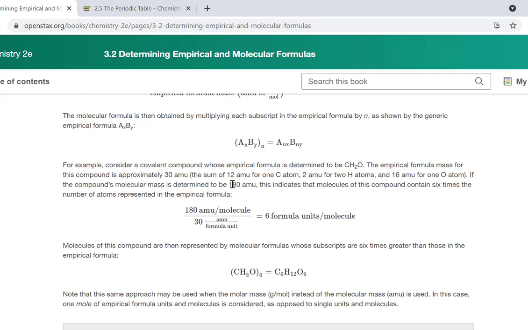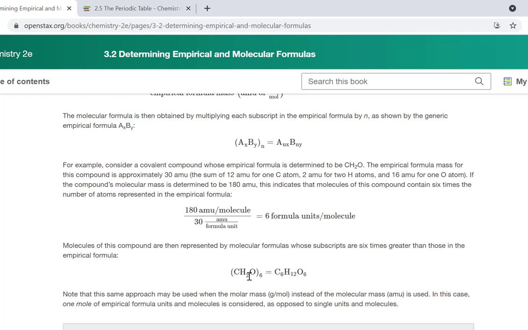We're also provided that its molecular mass was 180. So this was found with one experiment. This was found with another experiment. So what we do is we take 180 divided by 30, and we get 6. So what that means is whatever the empirical formula is, we have 6 of those.